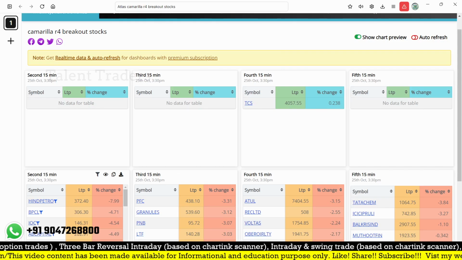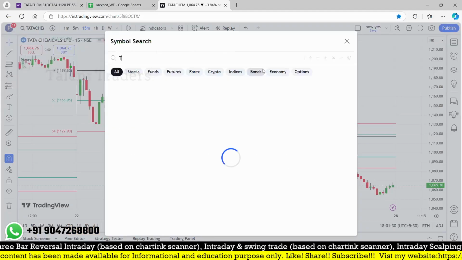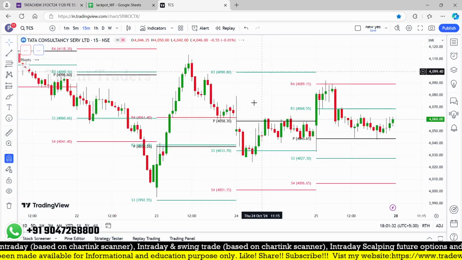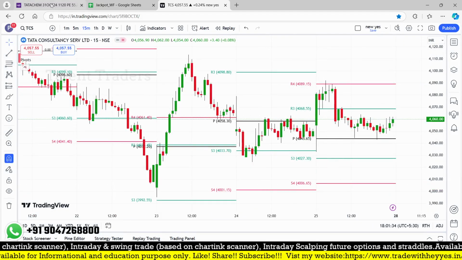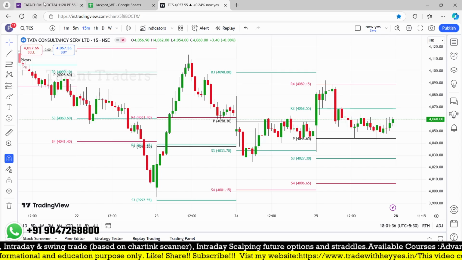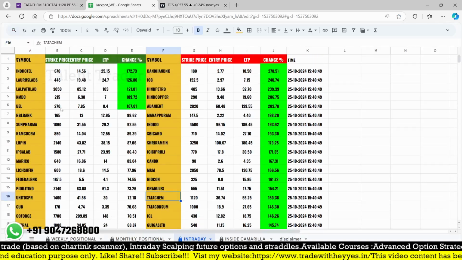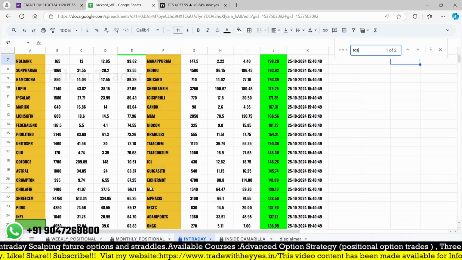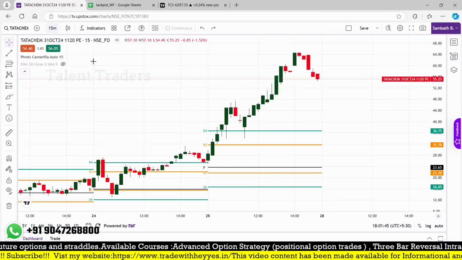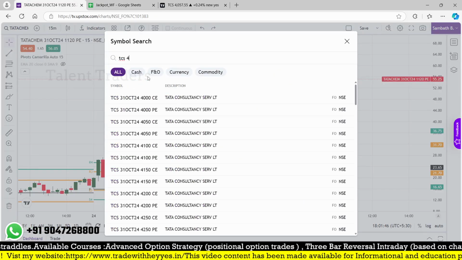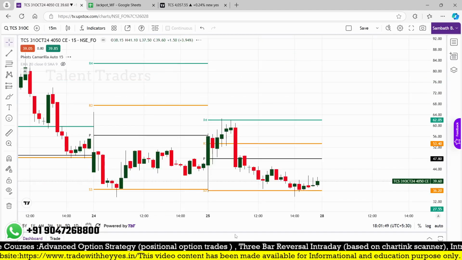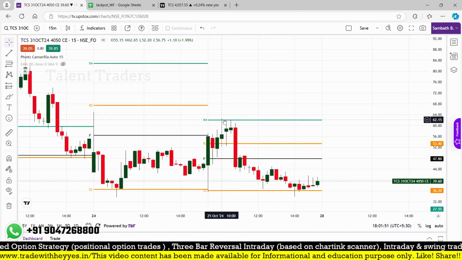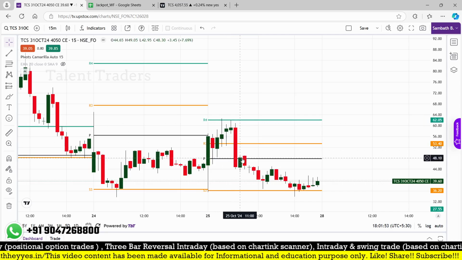Fourth candle, TCS breaks the R4. Let me check. Here it breaks. If I'm finding an opportunity, what should be the TCS strike price? Let me find the call strike price. On the left side is a call, TCS 4050. Okay, that should be the call strike price, TCS 4050. The R4 level exactly triggered around 60, and 47 is my risk.